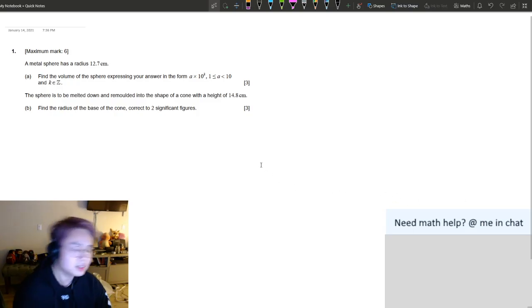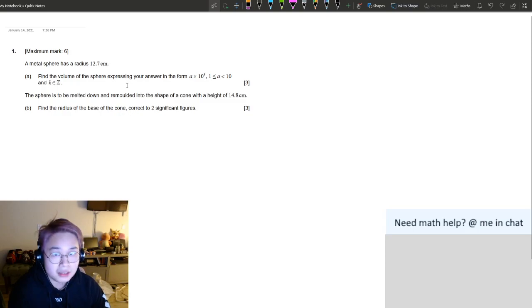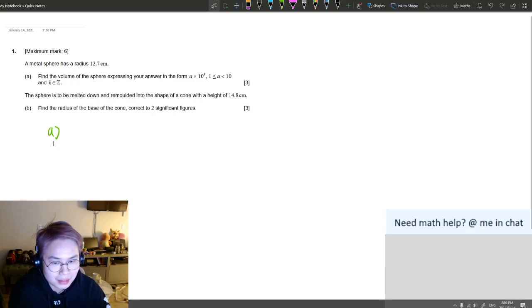Alright, let's get to this. We have a metal sphere with a radius of 12.7 centimeters. Find the volume of the sphere. Make sure that your answer is in scientific notation. See, this is why I hate calculator questions. Like, what is this? I just put this into a calculator.